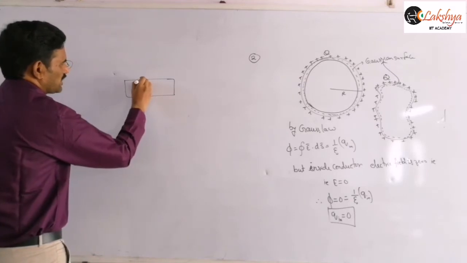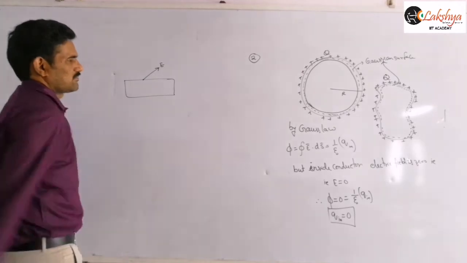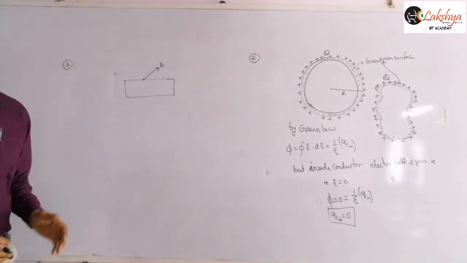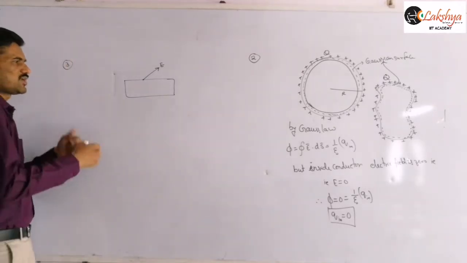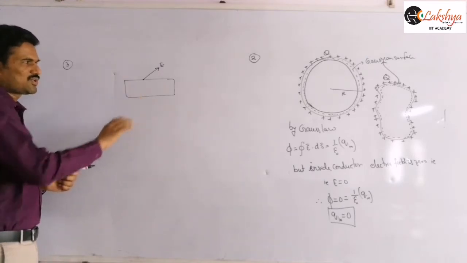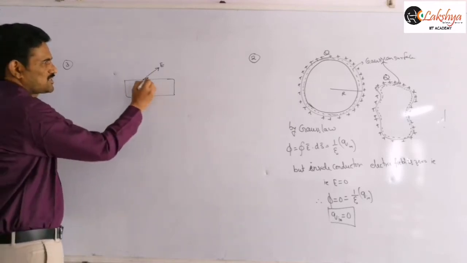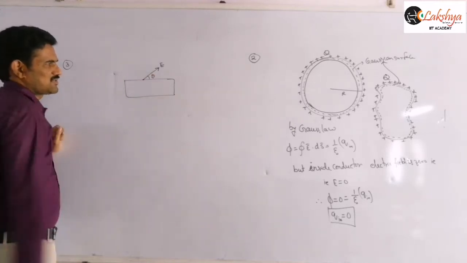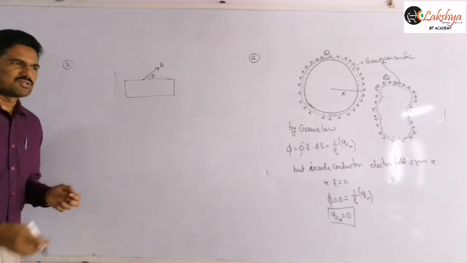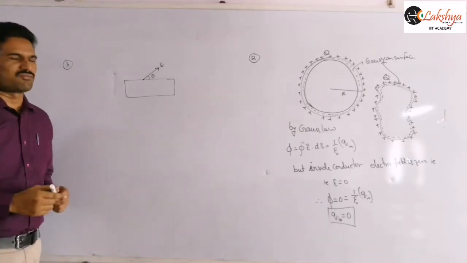Suppose the electric field on the surface is making a certain angle with it. We are assuming that this solid metallic block is placed in an external field, so the electric field is like this, making a certain angle theta with the surface of the material. That means the electric field is not normal to the surface.